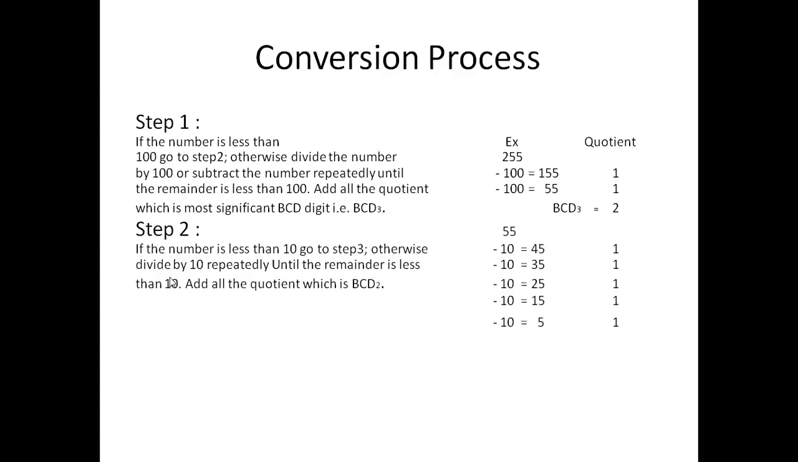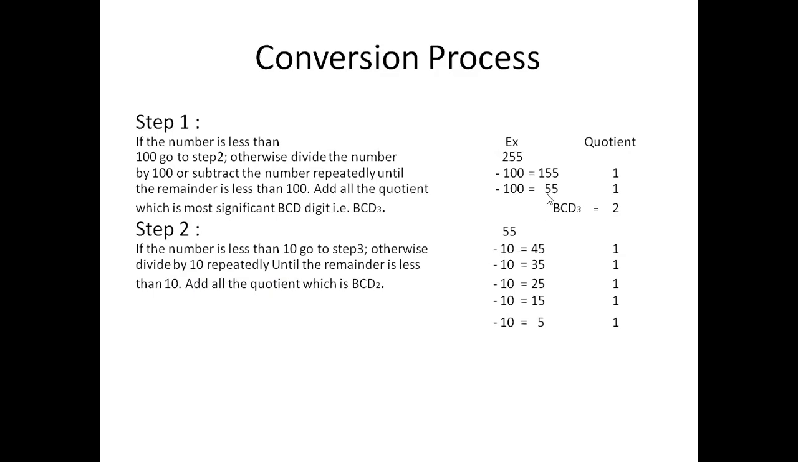Next process, step number 2. If the number is less than 10, go to step 3. Otherwise, if the number is more than 10, we divide by 10 repeatedly. Until when do we keep dividing repeatedly? Until the value of the remainder becomes less than 10. And during that, add all the quotients, and after adding the quotients, you will get BCD2.